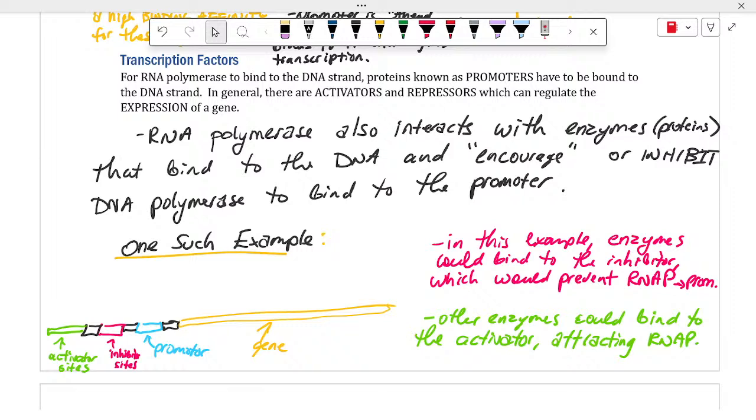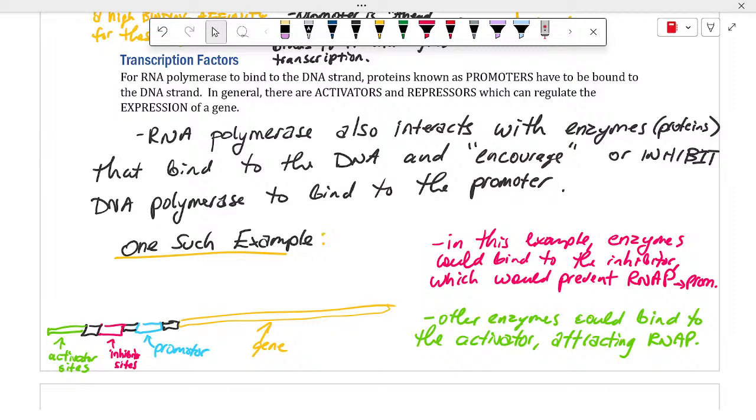Does that make sense? On the other hand, you could have another site called an activation site out in front that when a different enzyme binds there, it actually attracts the promoter. There's a high affinity between them, the result of which is equivalent to saying, hey, over here, this is the gene you want to copy. Does that make sense? It attracts RNA polymerase not just to any promoter, but to this specific one here because it's next to this activation site that an enzyme can lock onto.